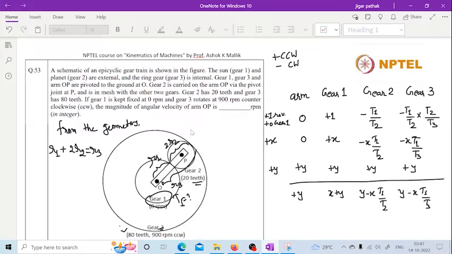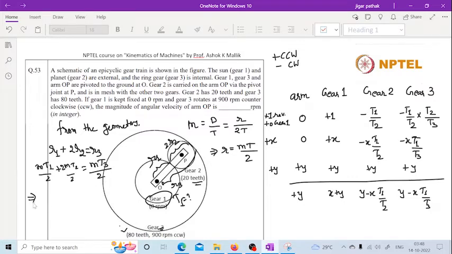Now R can be written in terms of module and number of teeth, because module is diameter upon number of teeth, and diameter is twice the radius. So R can be written as mT by 2. The module will be the same because the gears are in mesh with each other. So mT1 by 2 plus 2 mT2 by 2 is equal to mT3 by 2. From this you have T1 plus 2T2 equals T3.